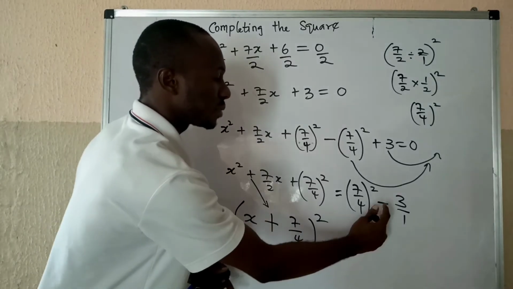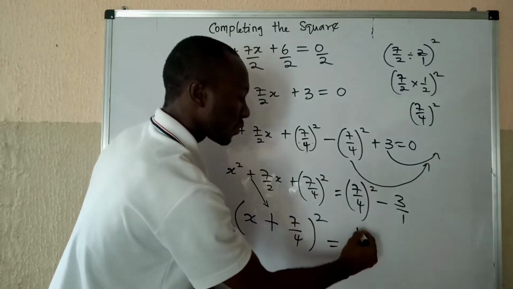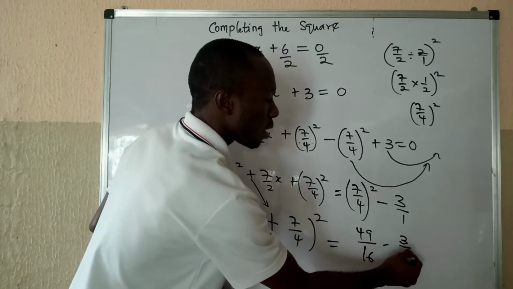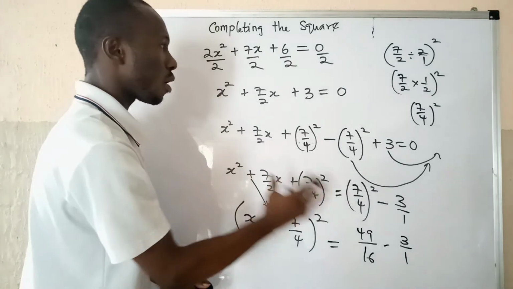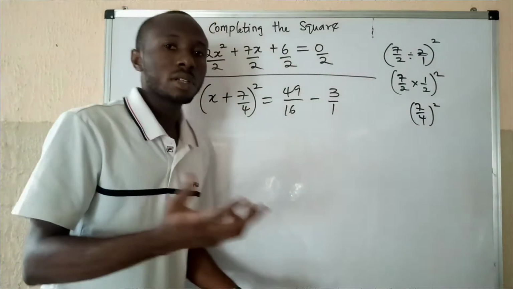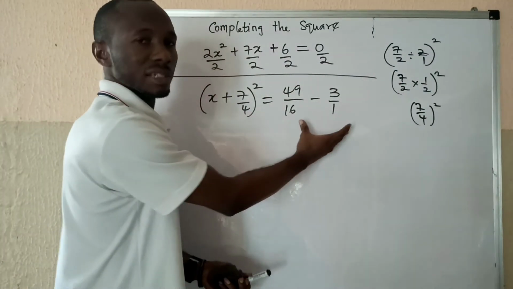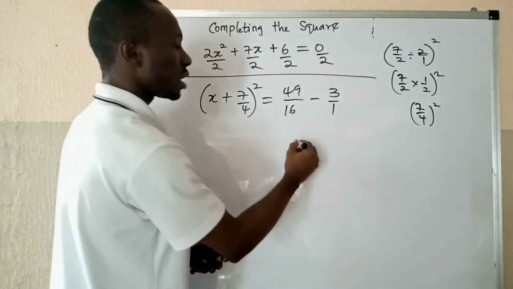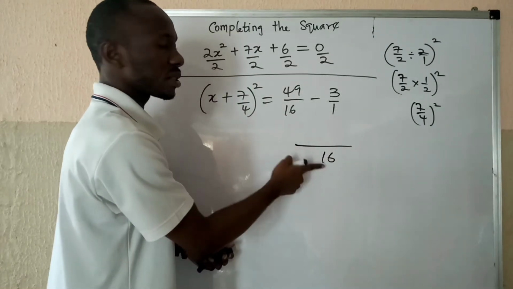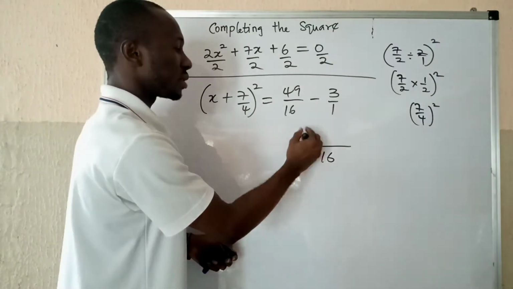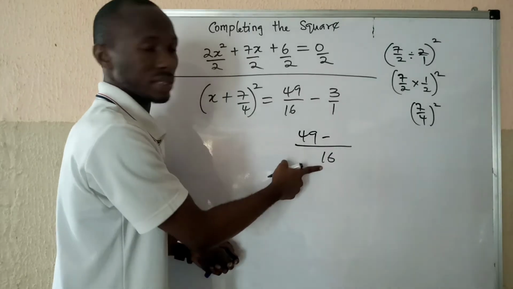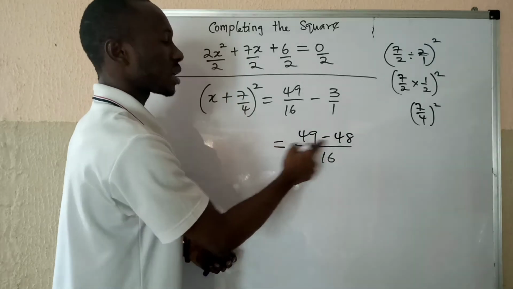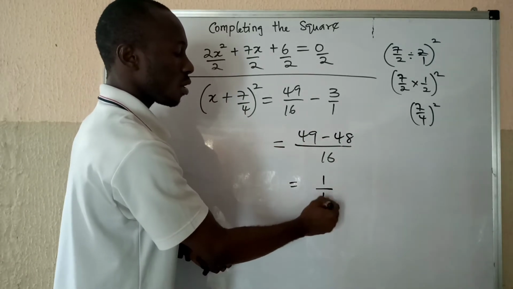Let's go to the right hand side, which is this. 7 square is 49 and 4 square is 16, minus 3 over 1. Okay? Now I'll clean this part of the board. Now the next thing we need to do is simplify the right hand side of the equation by taking the LCM of these two fractions. The LCM is 16. If 16 divides 16, we have 1. 1 times 49 is 49. Minus, if 1 divides 16, we have 16. 16 times 3 is 48. So we have 49 minus 48, which is simply 1 over 16.